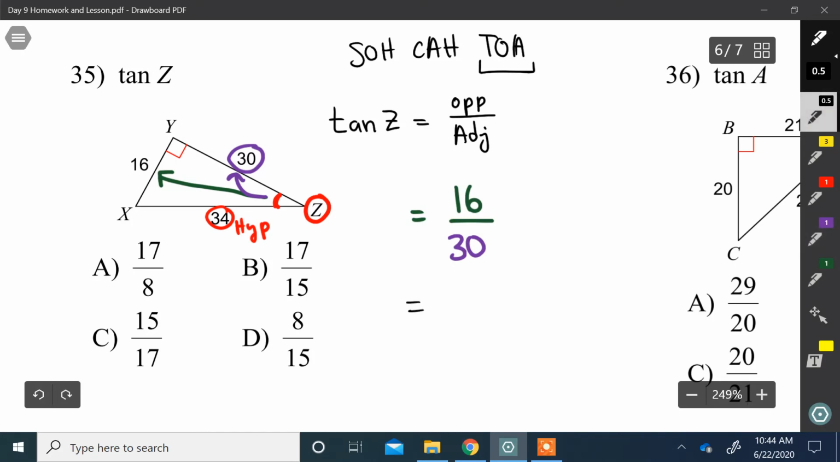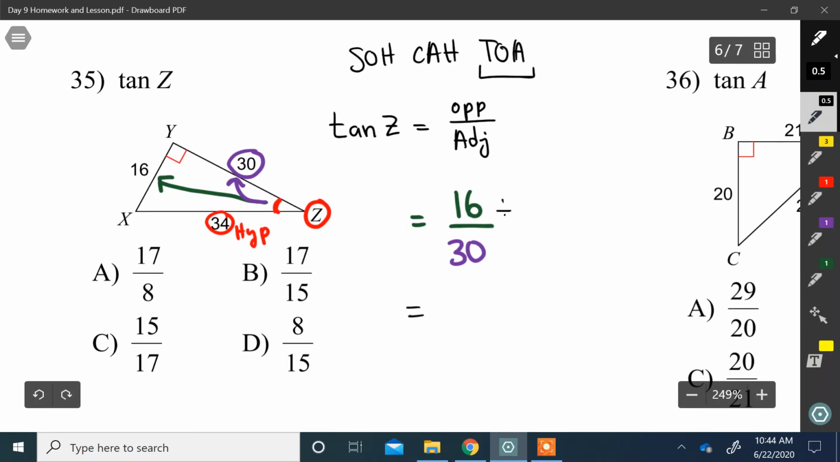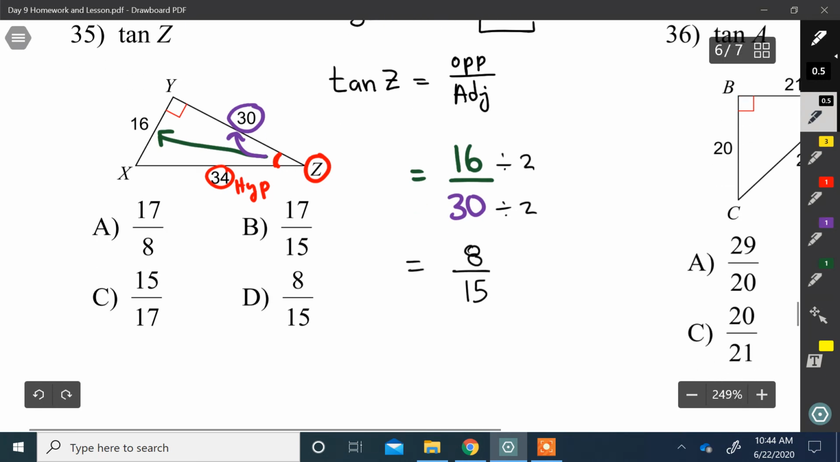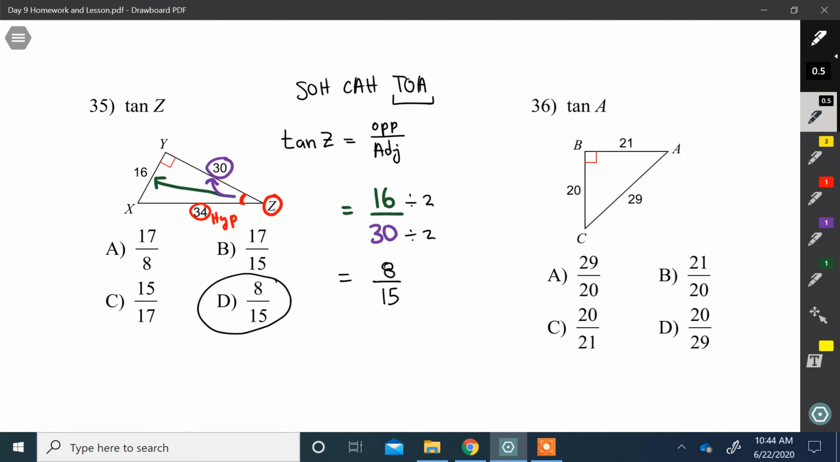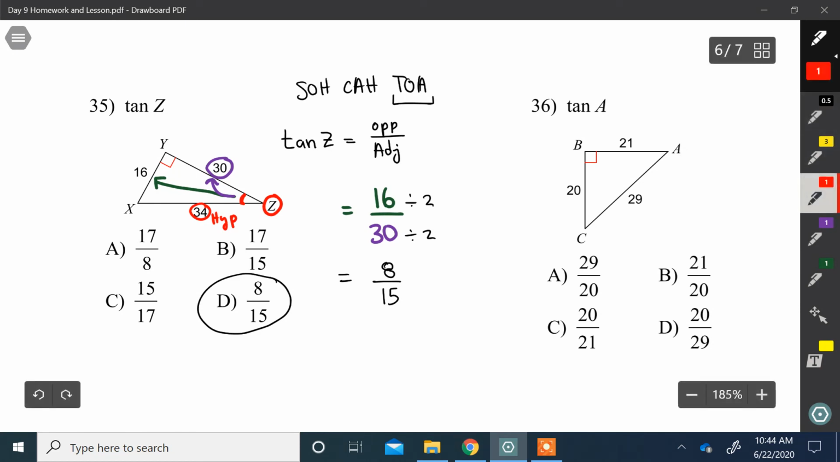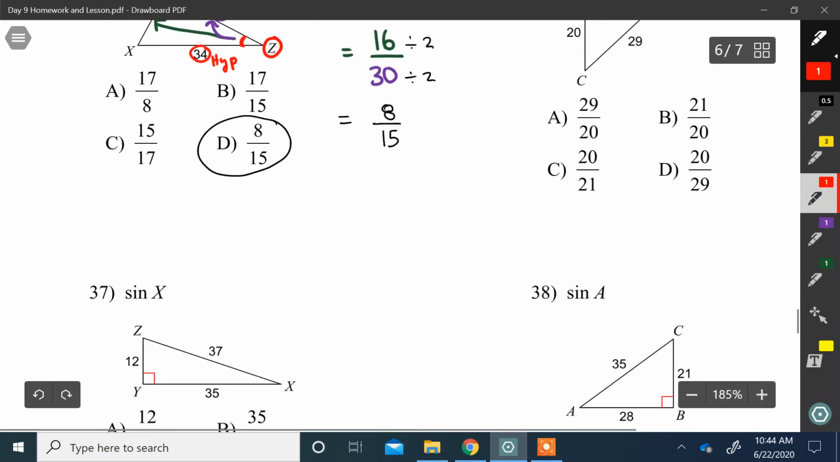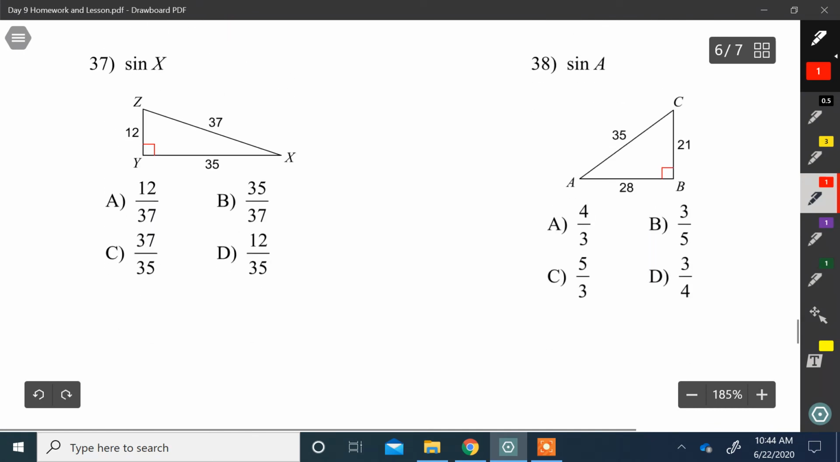All I have to do now is simplify this fraction right here. When I simplify that fraction, I could divide each by 2, and I get 8/15, and the answer should be D. Okay? Let's do a couple more.